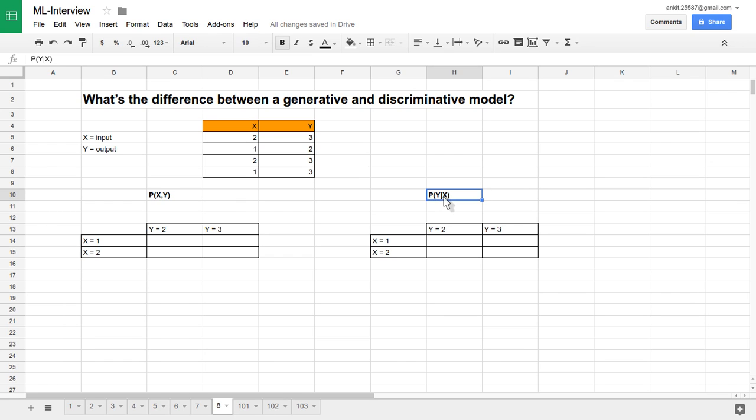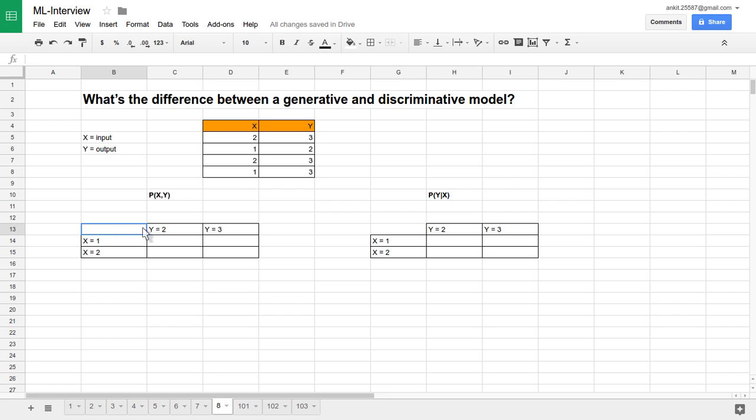You have been given x, which is nothing but the input, and you need to predict y, so probability of y given x. Based on the pair of values given, let's say we have a total of 4 pairs, where x has only 2 values. It's not varying over a range, but it has only 2 values: x is equal to 1 and 2.